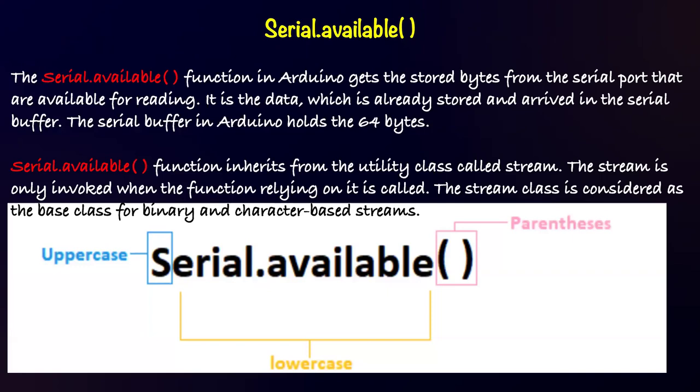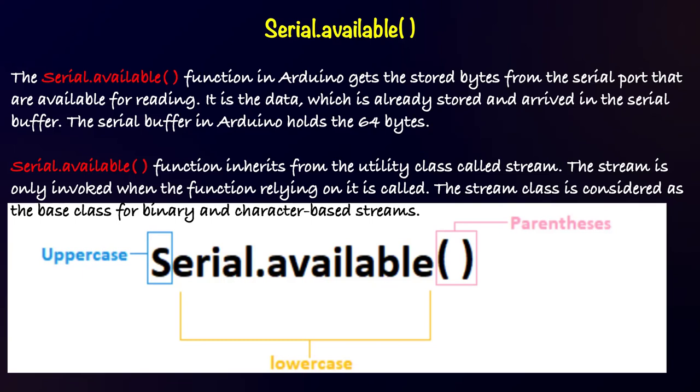Now the Serial.available function in Arduino gets the stored bytes from the serial port that are available for reading. That's why it's called Serial.available. It is the data which has already arrived and is stored in the serial buffer. The serial buffer in Arduino holds 64 bytes.